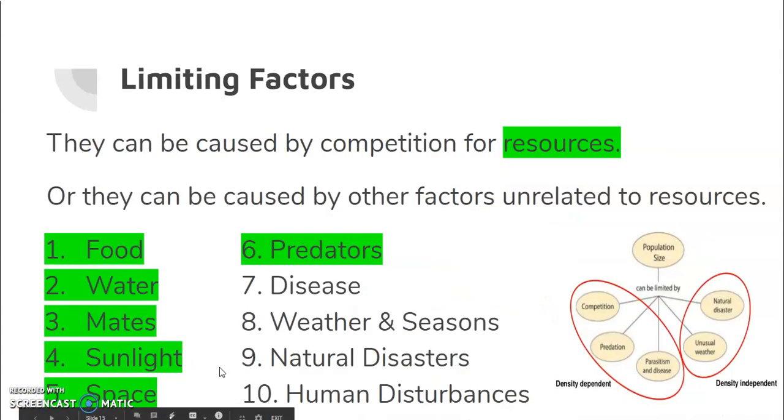Limiting factors can be grouped into the resources or other factors that are unrelated to resources, such as the disease, weather and seasons, natural disasters, and even human disturbance. All of these limit the growth of any population in nature.